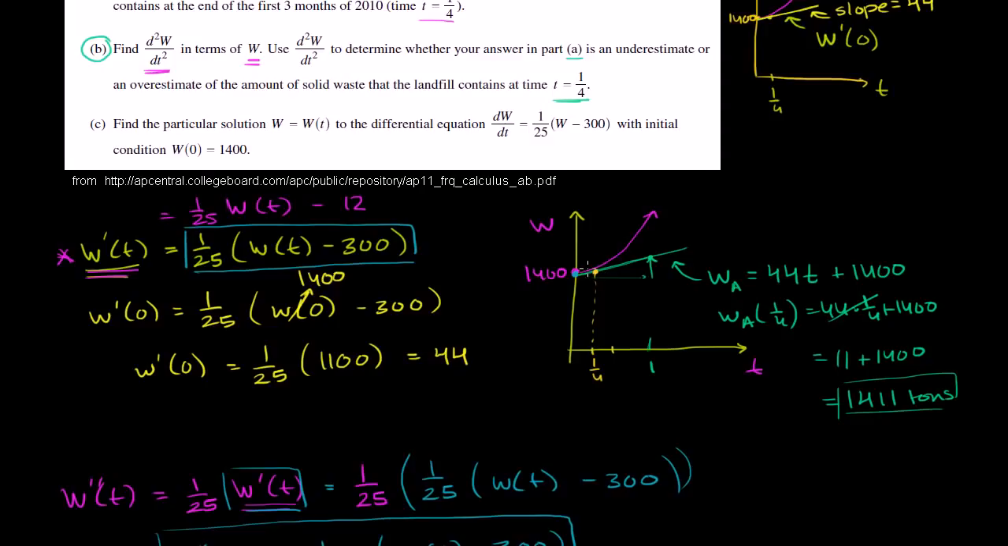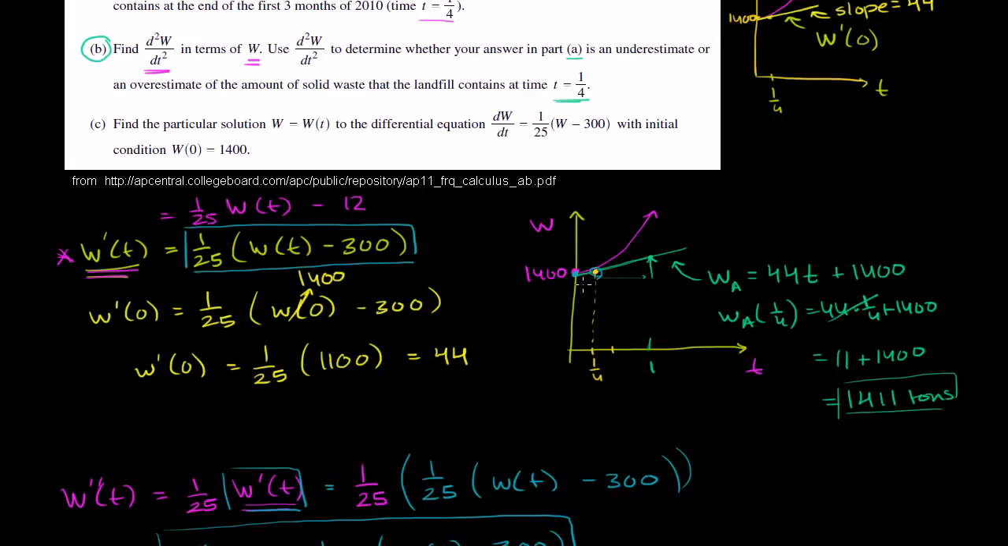Now, if w's slope over that fourth was exactly the same as the slope of the tangent line, or if that slope did not change, then our extrapolation would be exactly right. If w's slope is increasing over that time, then our estimate would be an underestimate of the correct thing. And if the slope is decreasing over that time, then our estimate would be an overestimate of the actual amount in the landfill.